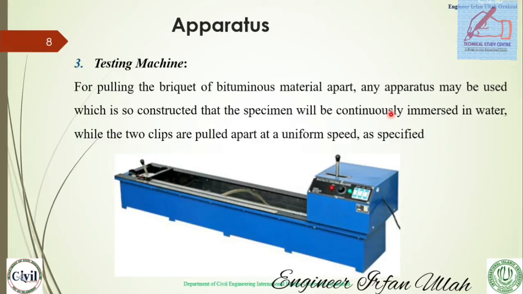Testing machine: you can see in the picture, this is the testing machine. The samples are set here for pulling the briquette of bituminous material apart, and any apparatus may be used which is so constructed that the specimen will be continuously immersed in water. There will be water at the required temperature, and the sample will be inside the water during the test, while the two clips are pulled apart at the specified uniform speed. Before breaking, the elongation is measured, and this will be the ductility of the bitumen.